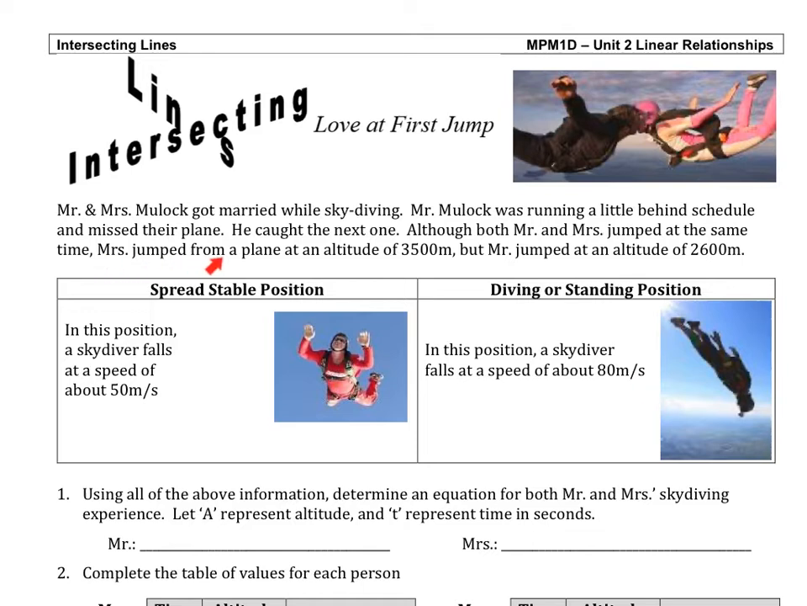Now, because Mrs. Mulock jumped from a plane at a higher altitude than Mr. Mulock, she needs to be in a diving or standing position. Mr. Mulock jumps at an altitude of 2,600, so he is going to use the spread stable position because he went at a lower altitude, so he needs to wait for her to catch up. So he needs to slow down his descent, and she needs to speed up her descent.